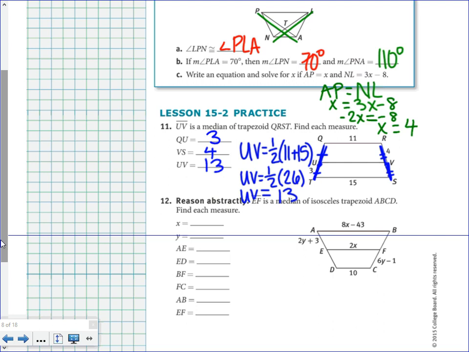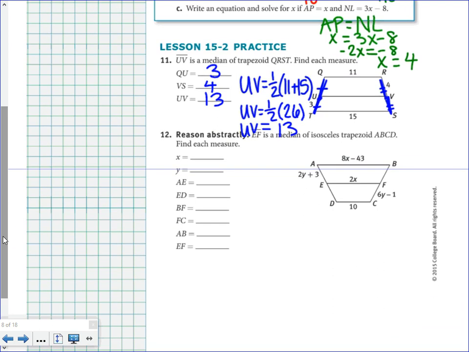So now looking at number 12. They tell us that EF is a median of an isosceles trapezoid. So, if it's a median, that means that these two segments are congruent because E is the midpoint. That also means that F is the midpoint and these two segments are congruent. But since it is an isosceles trapezoid, all 4 of these are actually congruent because side AD is congruent to side BC.